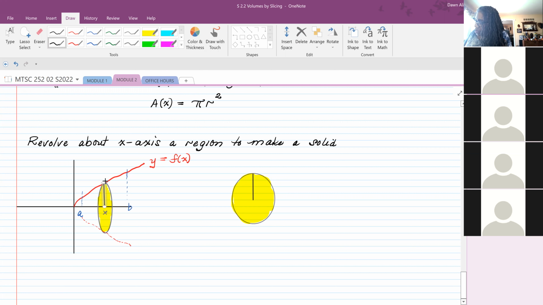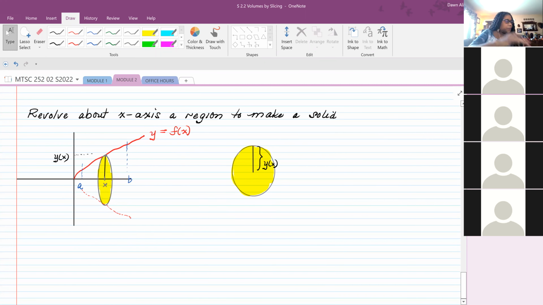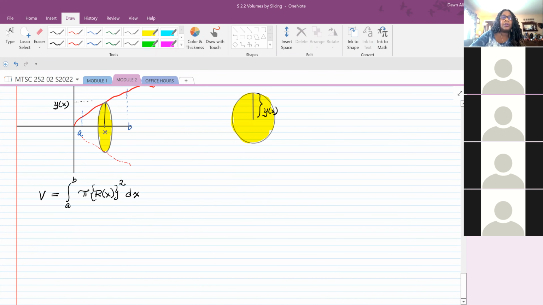But for a given x, that height is just y of x. So we have to figure out whatever the radius is for our problem. And then when we figure out our radius, we get V is the integral from a to b of pi times whatever radius we find, squared, dx.